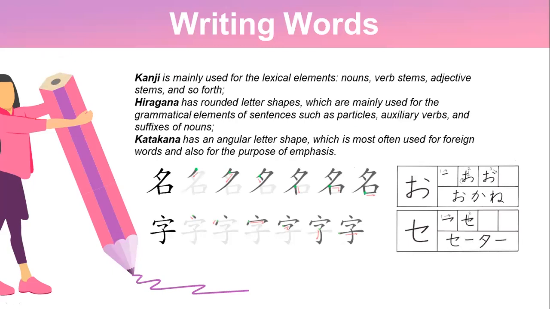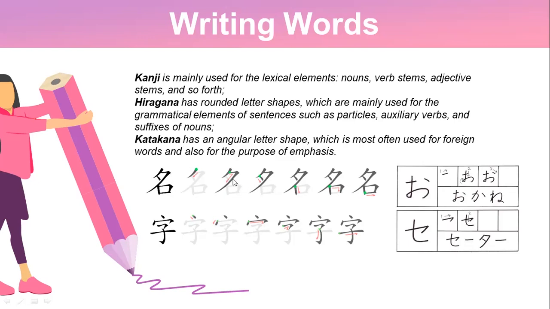So these are the writing words. Kanji is mainly used for lexical elements, noun stems, adjective stems, and so forth. Hiragana has rounded letter shapes, which are mainly used for the grammatical elements of sentences such as particles, auxiliary verbs, and suffixes of nouns. And katakana has an angular letter shape, which is most often used for foreign words and also for the purpose of emphasis. You can see this is the step-by-step way to write a kanji.